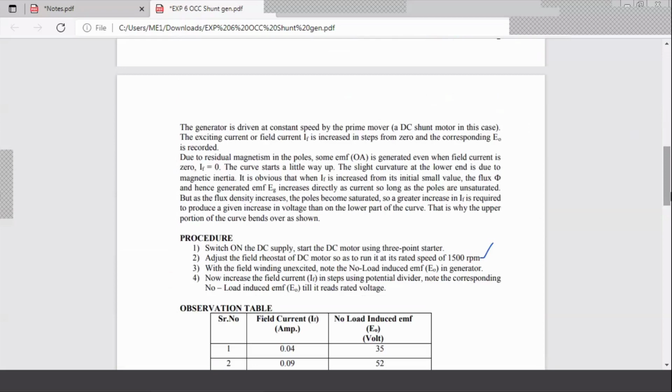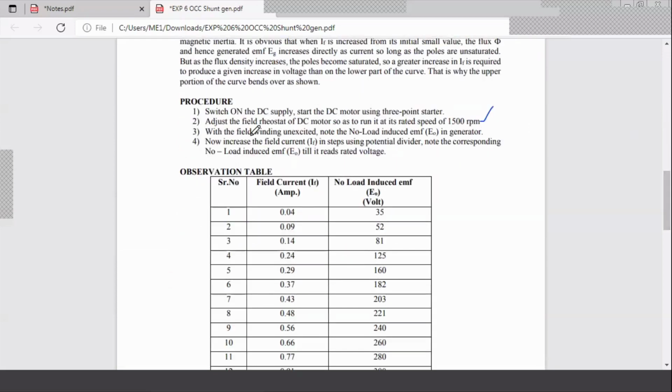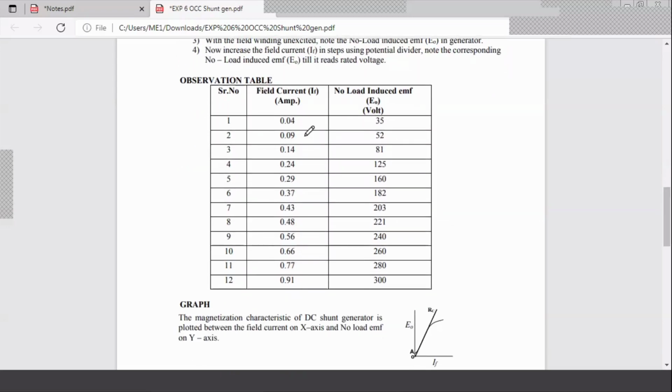generated EMF increases. Now find out the no-load EMF E0. Now increase the field current IF in steps using the rheostat and note down the corresponding EMF till it reaches the rated voltage. So you can see here what observation column values we have to measure. The serial number is the field current. That means this is the ammeter here which we were talking about.